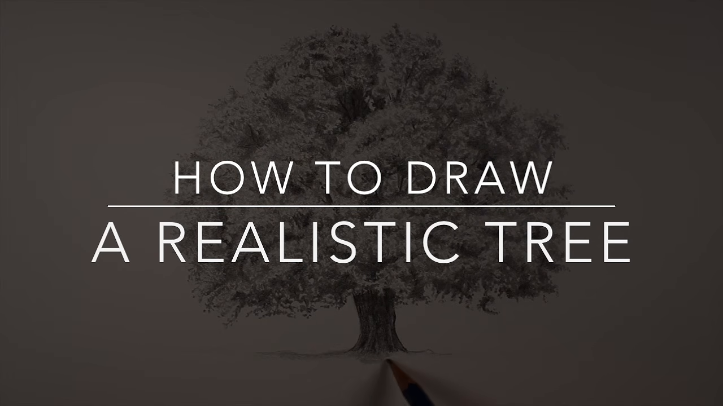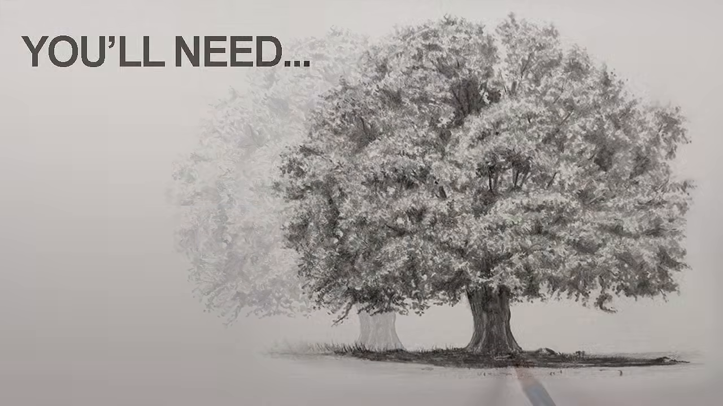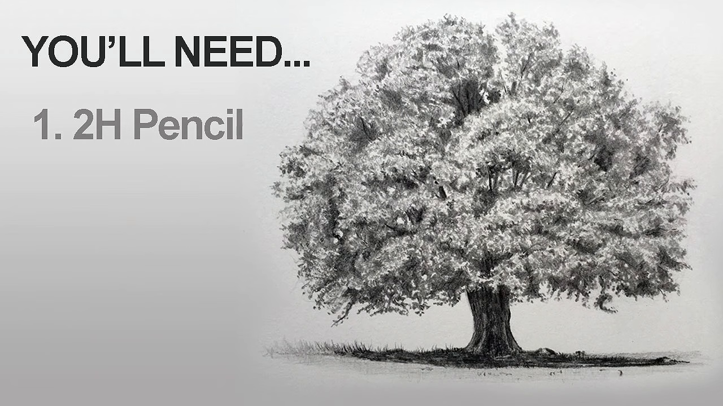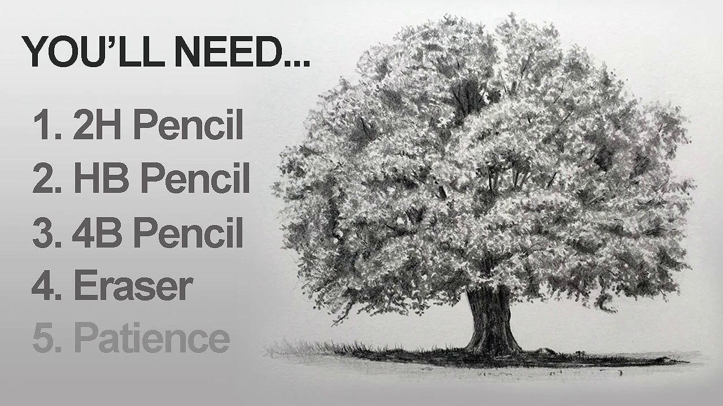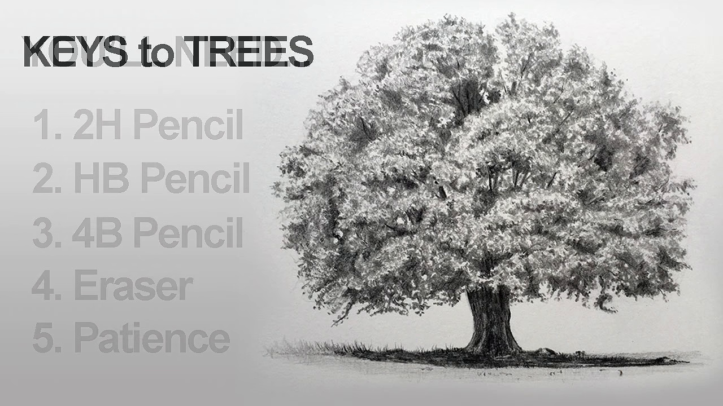In this video, we're going to take a look at how to draw a realistic tree using graphite pencils. Now, of course, you'll need a few items. We'll start off with a 2H pencil, which is a lighter pencil but with a harder lead, an HB pencil, which is somewhere middle of the road, a 4B pencil, which is softer and darker, an eraser, and then patience. This is a slow process, but it pays off in the end.